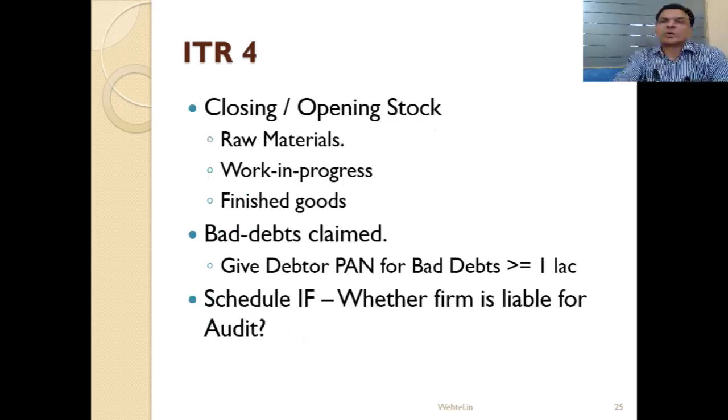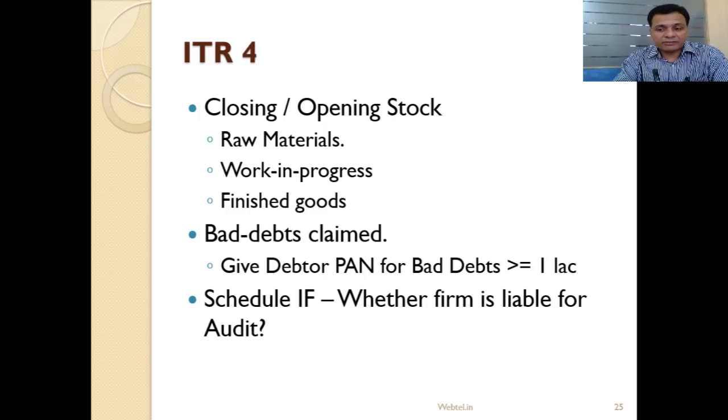Similarly, for closing stock or opening stock, the breakup is to be given in raw materials, work in progress, finished goods. Similarly, for bad debts claimed, you have to give the debtor PAN for bad debts exceeding 1 lakh rupees. All this was there in ITR 5, 6, etc. It was not there in ITR 4 last year, but it has been brought this year in ITR 4 also.